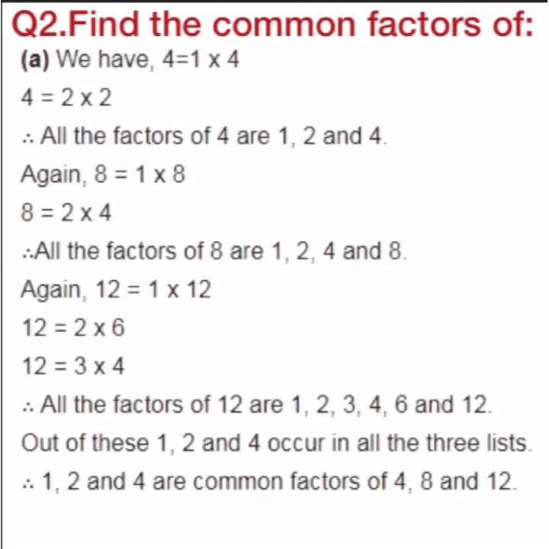Question number 2. Children, you have to find the common factors of 4, 8 and 12. We will start with the first one, that is 4. Factors of 4 are 1, 2 and 4. Then factors of 8 are 1, 2, 4 and 8. And factors of 12 are 1, 2, 3, 4, 6 and 12. So the common factors of 4, 8 and 12 are 1, 2 and 4.